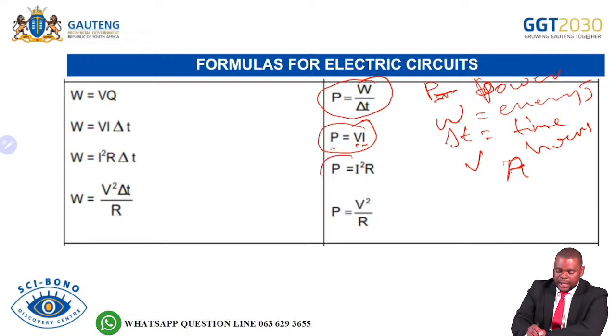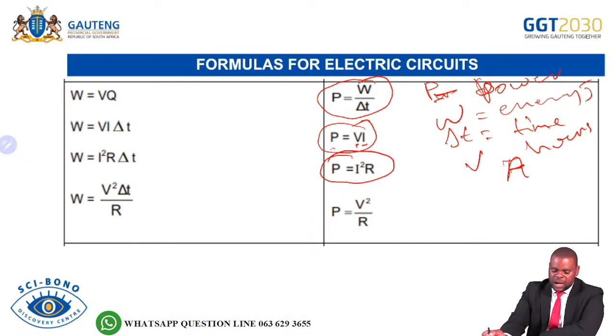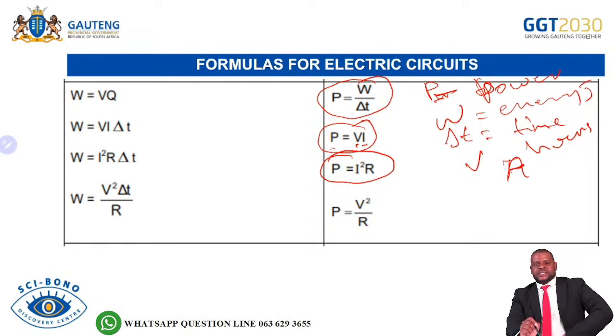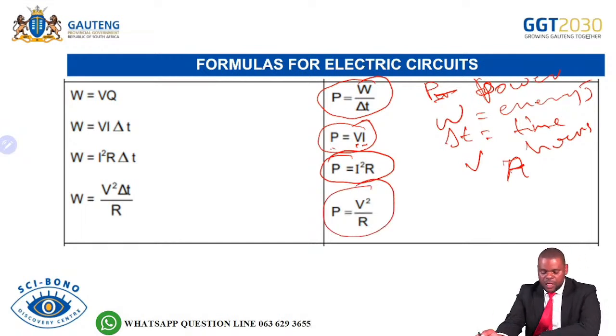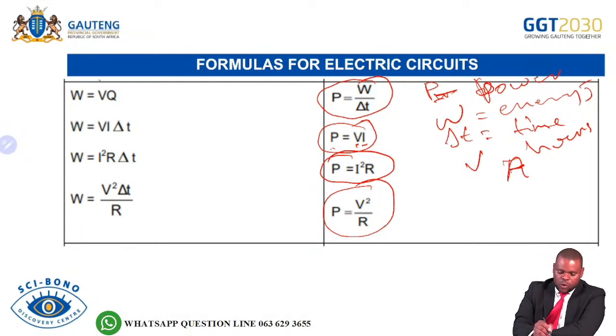Then we go to the next formula. The next formula says P is equal to I squared R. That means P is still power. I here is what? Current, which is measured in amperes. And then R is what? Resistance. Are we together? R is for resistance and is measured in ohms, as we said earlier. And then we come to this one here. In this one you can see P is still power, V is the voltage or potential difference, and then R is resistance again. Grade 12.